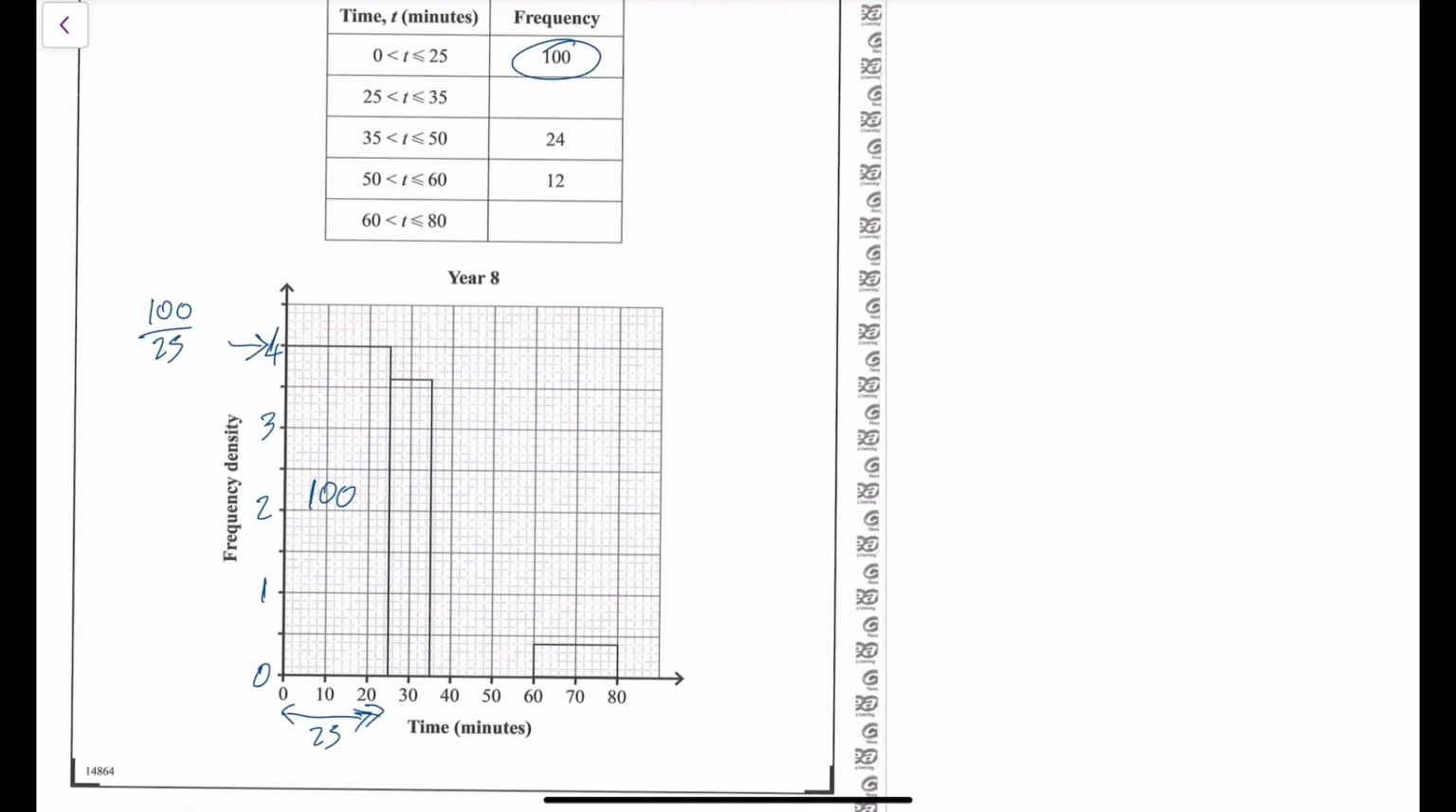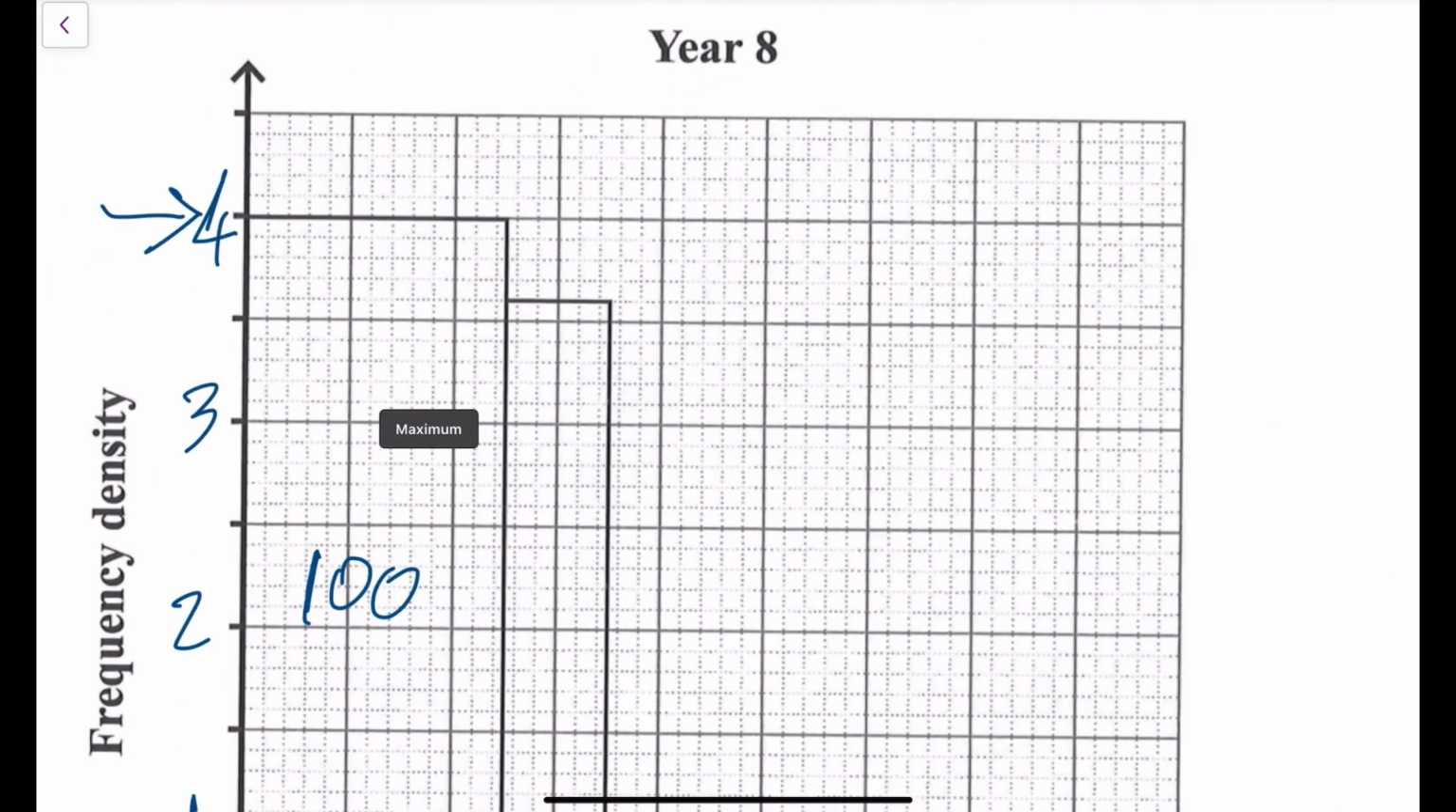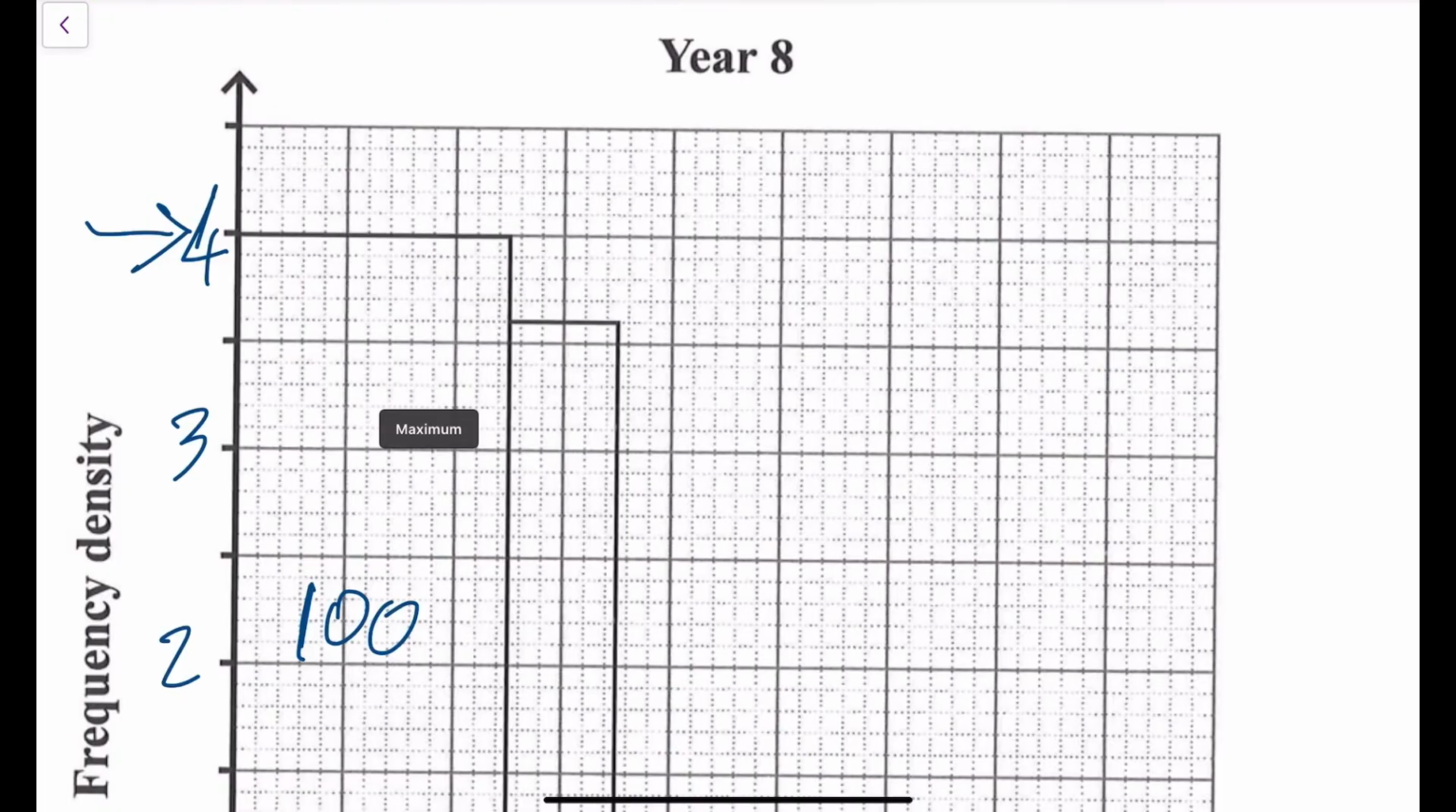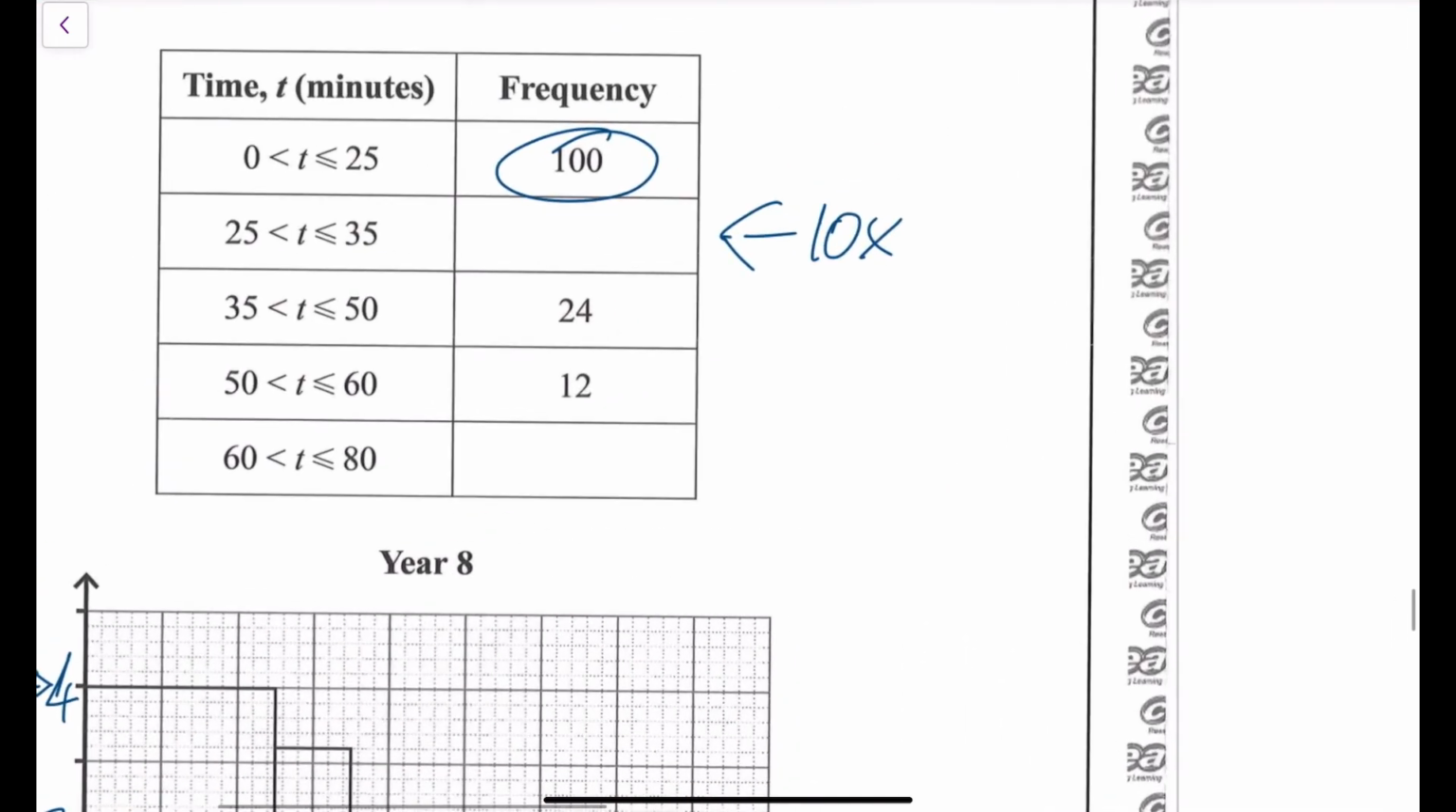So here, from 25 to 35, the width is 10, and the frequency density, if you zoom in here, is 3.6. Yep, 3.6. So it's just going to be 36.